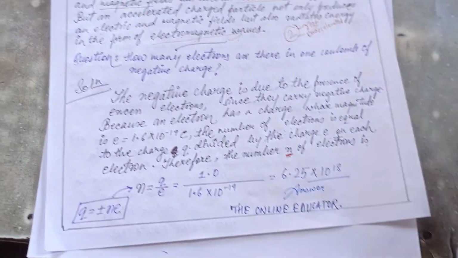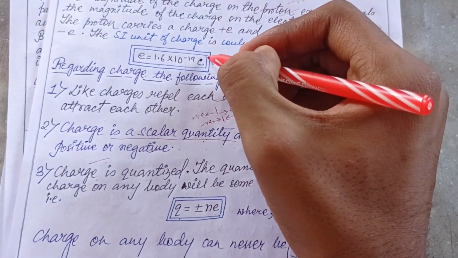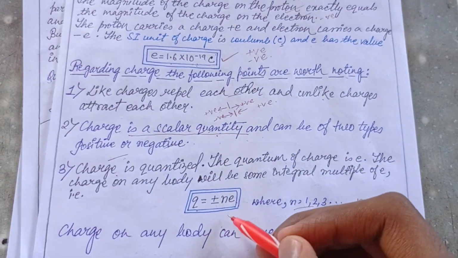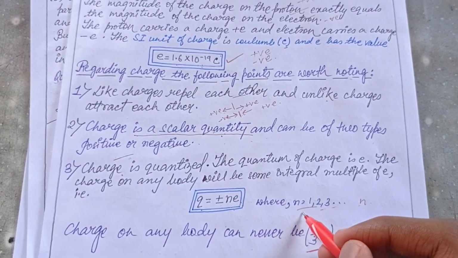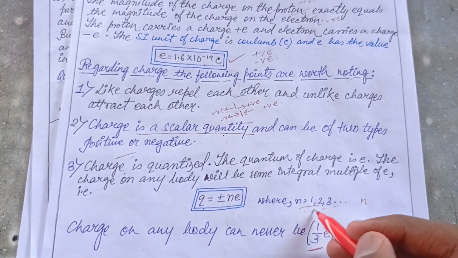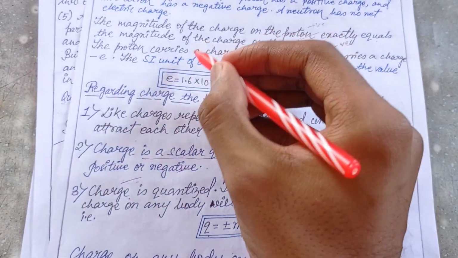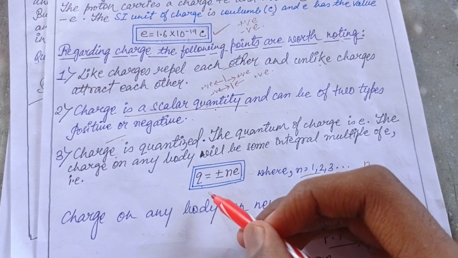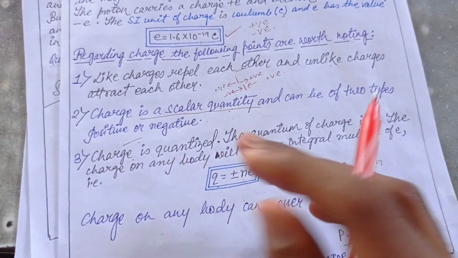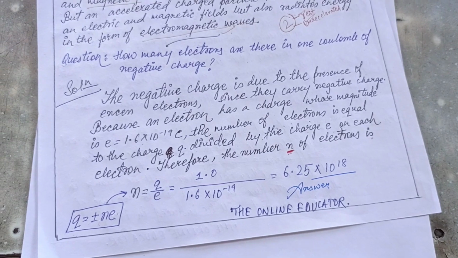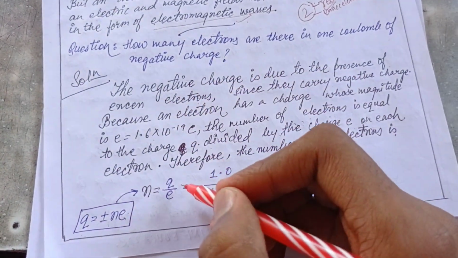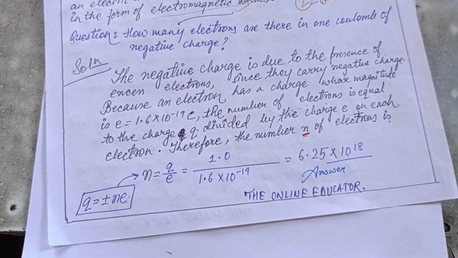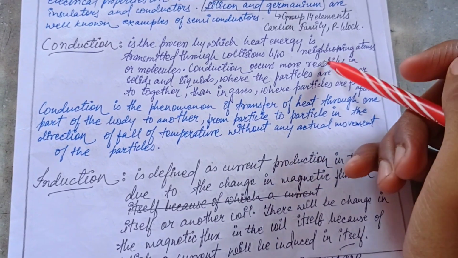So for now you need to memorize these two: e equal to 1.6 into 10 to the power minus 19 coulomb, and Q equal to N into e, where N can be any integral number 1, 2, 3, and e is the electric charge. Okay, it's the electric charge, and Q is the charge. So here we got N equal to Q by e, and we got the answer 6.25 into 10 to the power 18.